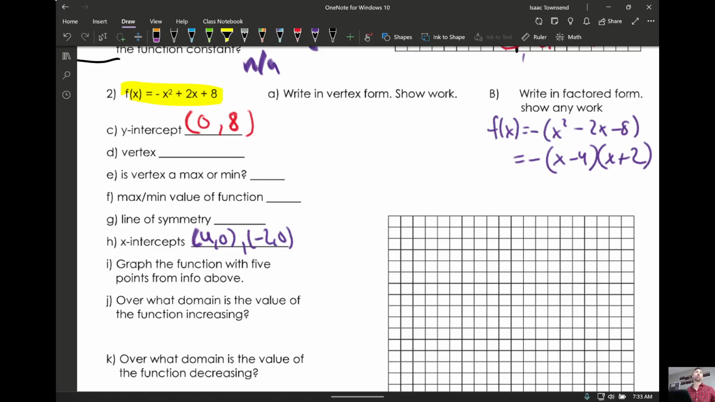I think there's once, maybe twice in the book assignment where you need x-intercepts and you can't factor. And of course, that would be the quadratic formula. The quadratic formula is the only one that always works.